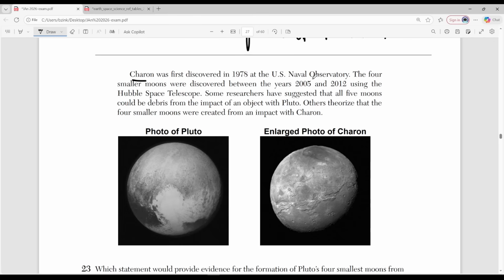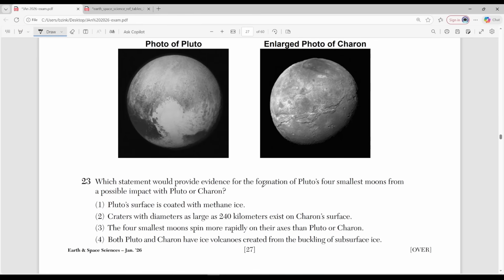The 4 smaller moons were discovered between 2005 and 2012 using the Space Telescope. Some researchers have suggested that all 5 moons could be debris from the impact. Others theorize that the 4 smaller moons were created from an impact with Charon. Okay, so maybe it was either something hit Pluto or something hit Charon. Which statement would provide evidence for the formation of Pluto's 4 smaller moons from a possible impact with Pluto or Charon? Well, if they have the same composition, that would be a good one.